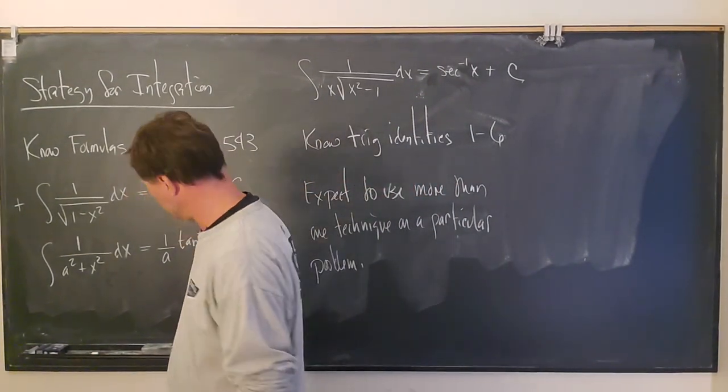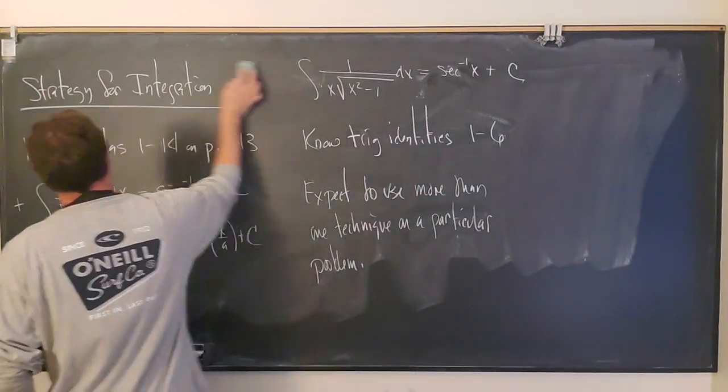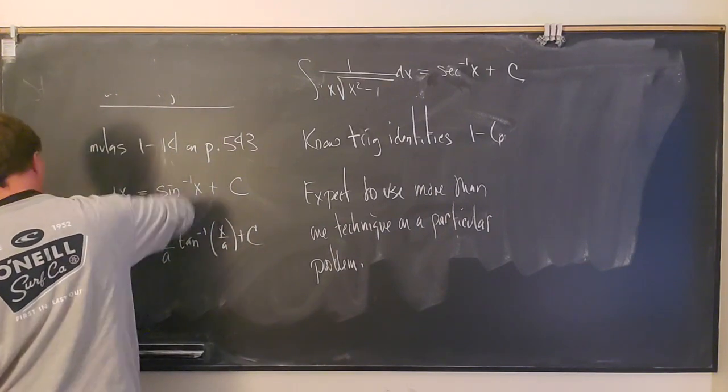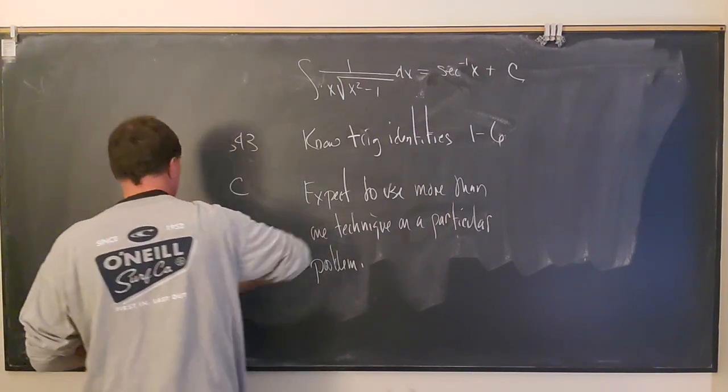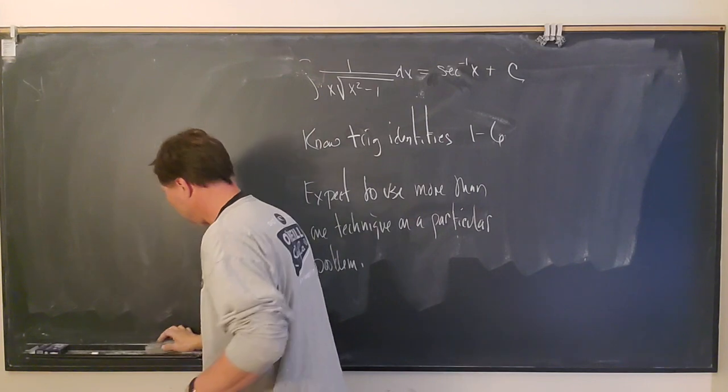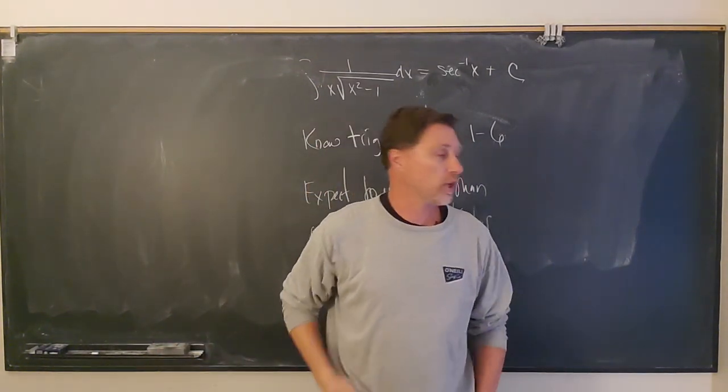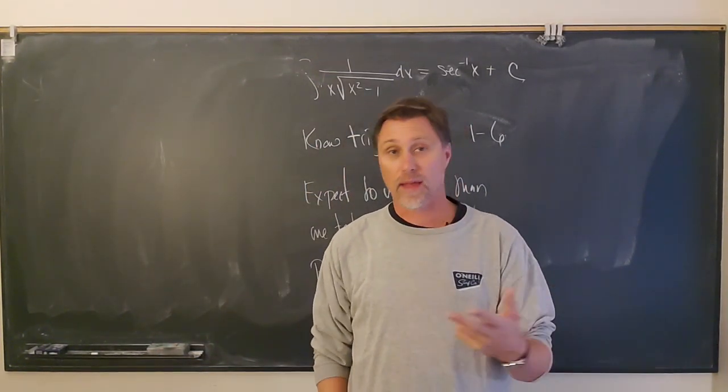Anyways, so your homework is 1 through 81 odd in section 7.5. And what you'll see are just a whole bunch of integrals. And these integrals, the instructions don't say use this technique or that technique.